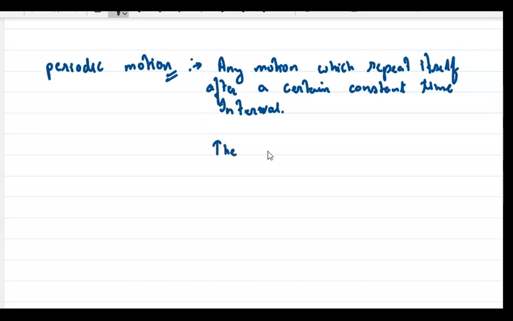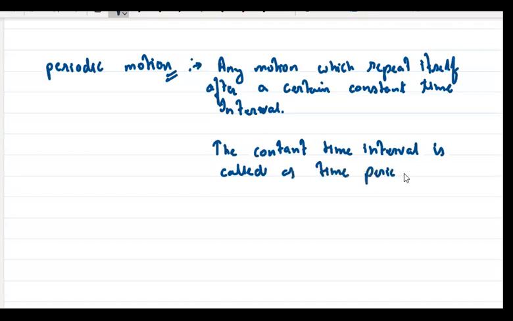The constant time interval is called the time period. This is what you have studied, right? Now, let's think about it. Let's give examples of some periodic motion. Anyone tell me any periodic motion. This is just a recall of what we've studied.